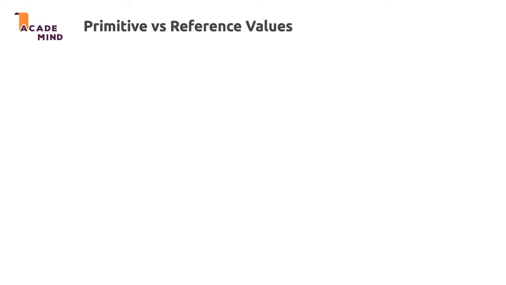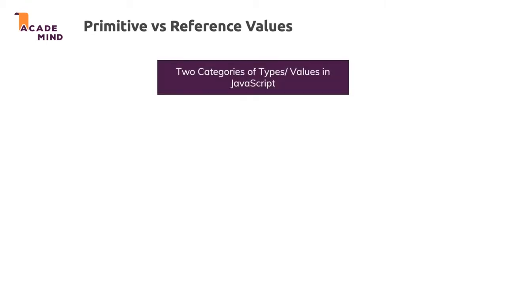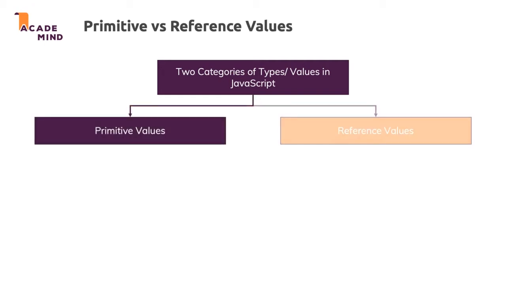Now, what is that? In JavaScript, we have two categories of types or of values, you could say. With that, I don't mean strings and numbers, because that would be wrong. We also have booleans, objects, null, undefined, and so on. But I really mean these data types, which you already learned about: booleans, strings, numbers, objects, and so on. These can be categorized into two categories. We have primitive values and we have reference values. And that's an important differentiation which you need to understand.